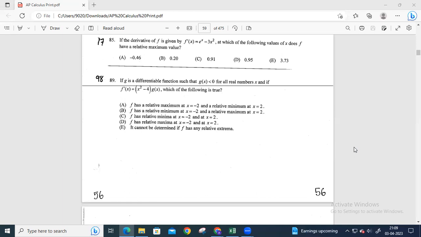They give f dash x and they're saying g of x is negative. Then they're saying which of the following statements must be true. Which of the following statements must be true?